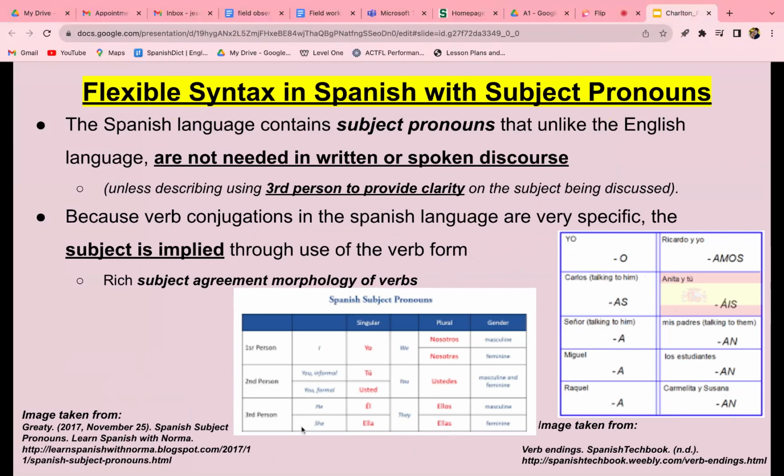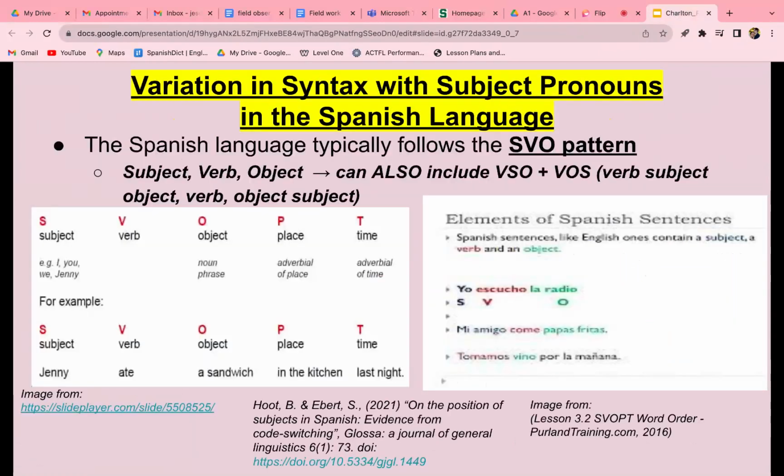Down here at the bottom of the screen to the left, you will see all of the subject pronouns. I'm not going to take time to go into all of them for the purposes of this presentation. However, I wanted to include this here if you wanted to take a look to give you some further background. Something else to note is that the Spanish language typically does follow the subject-verb-object pattern, although verb-subject-object and verb-object-subject are common and can be seen as well.